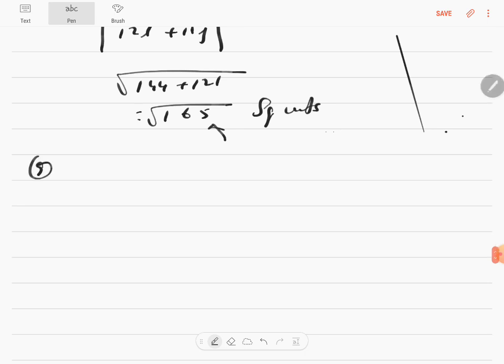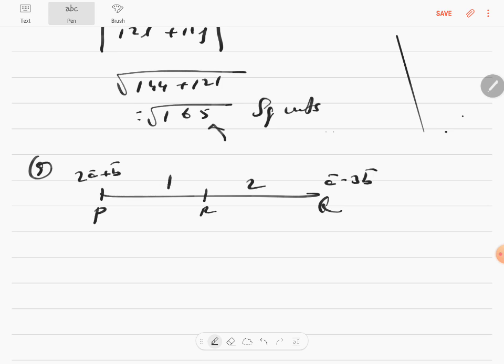So let's go to the 9th question. The position vector of R. There's a point P and Q, where P is of the vector 2a plus b, Q is of the vector a minus 3b. There is an R which divides the line PQ externally, but for me I'll put it in between. Okay, internally in the ratio 1:2.